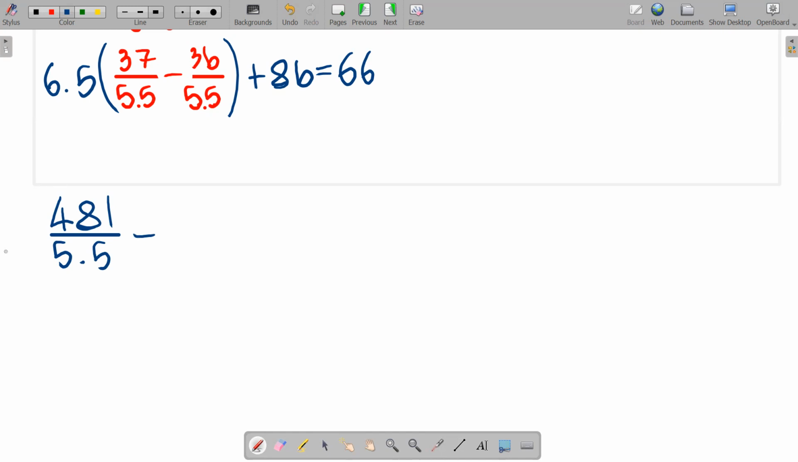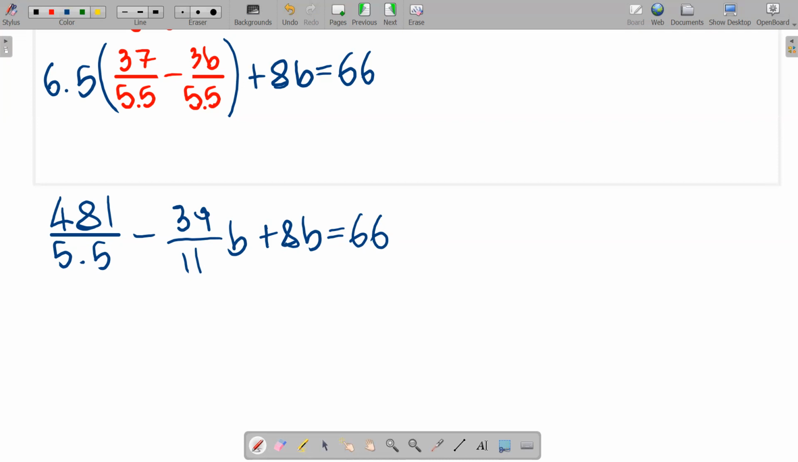And that one will be 39 over 11 B plus 8B equal 66. I've simplified my equation. I've done all the operations that were involved at this point.